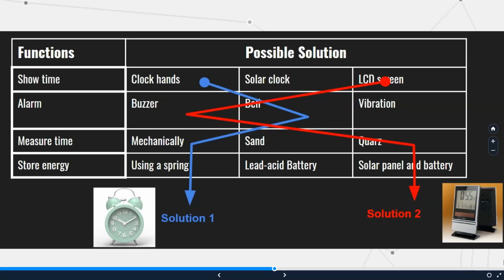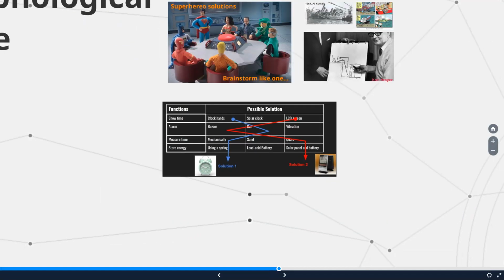What we would do now, when we have different solutions and combinations of functions and possible solutions, is to go over to the list of requirements. Imagine for this case on the clock, we would say the clock has to be ready for kids to read it. Well, maybe solution one is not suitable for kids because most kids have problems reading clock hands. So maybe solution two is more suitable for kids. So this is the part where you have different solutions and you go over to your list of requirements and then start the prototyping phase.